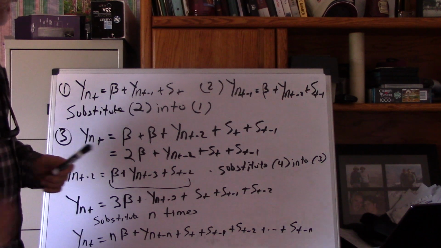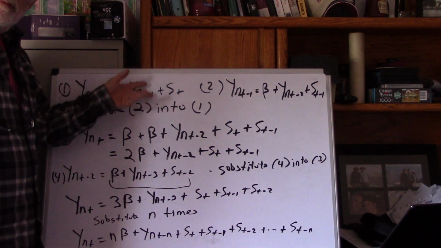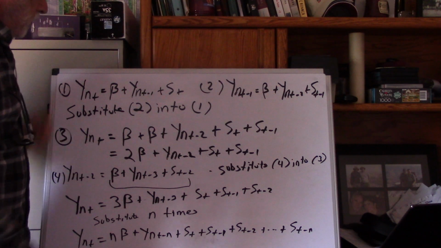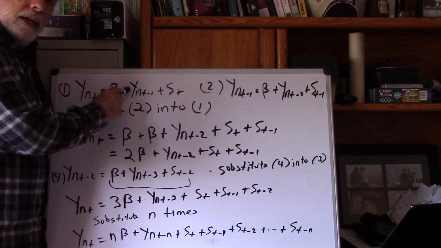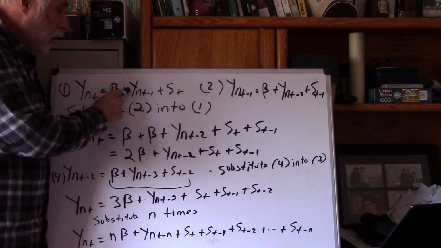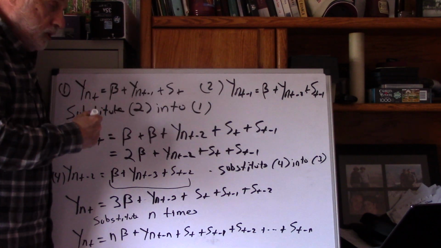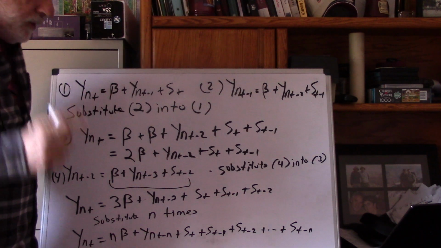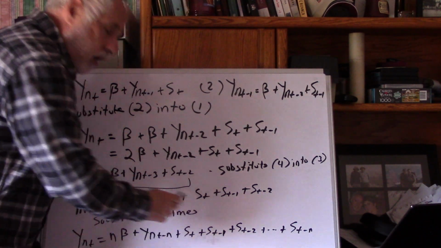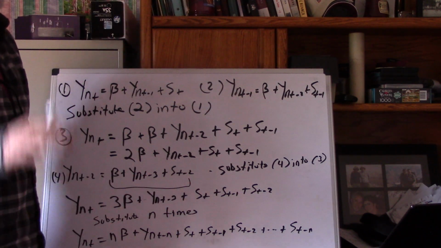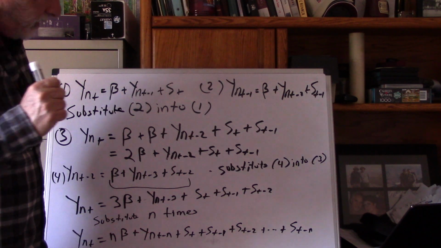So again, the substitution is identical. It's just simpler because I don't have a coefficient attached to YNT minus 1. It's 1. And because it's 1, everything solves out much more quickly, but the big difference is these supply shocks are permanent. Getting a little groggy at the end of the day here.